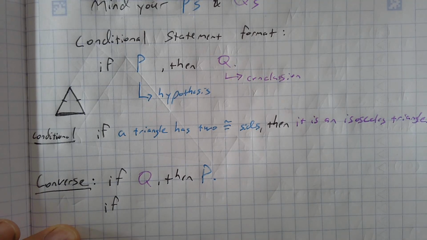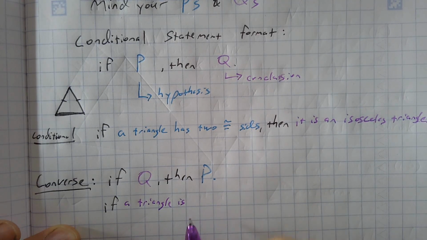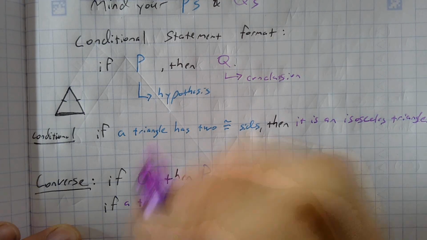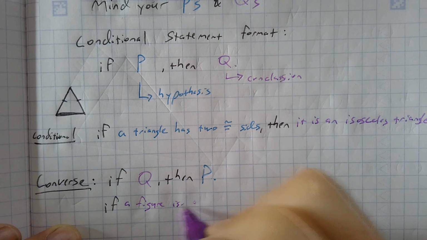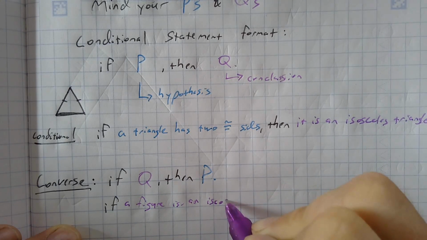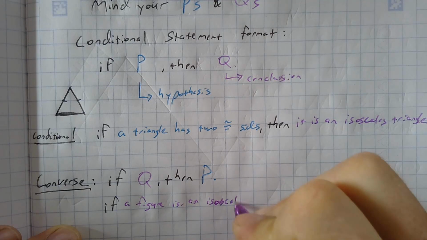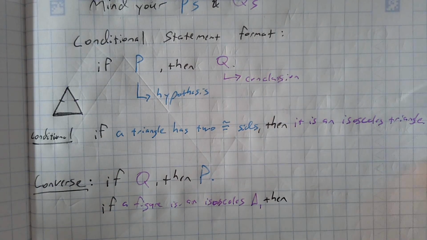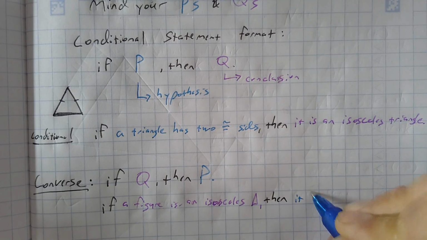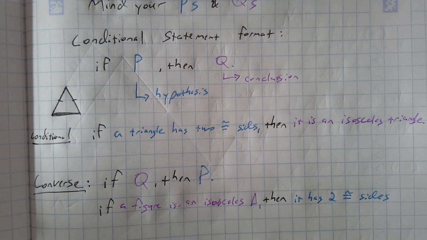Okay, so here, if I'm going to change this around, my conditional statement, I'm going to just say, hey, if a figure is an isosceles triangle, then it has two congruent sides. Okay? So there is a converse statement.